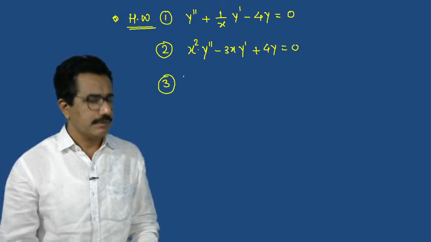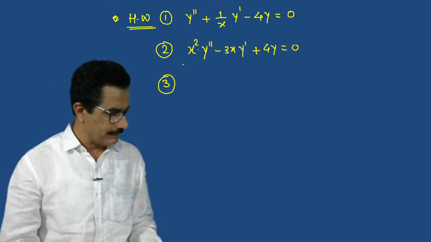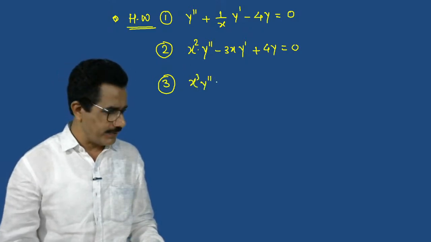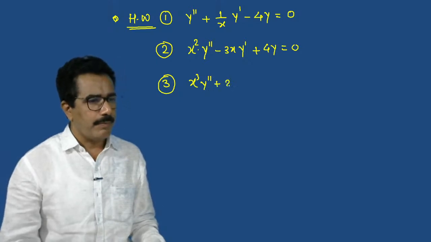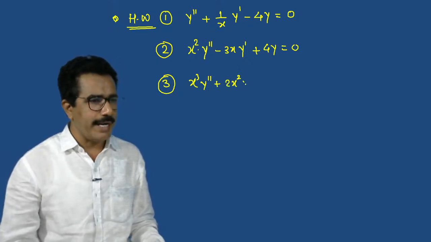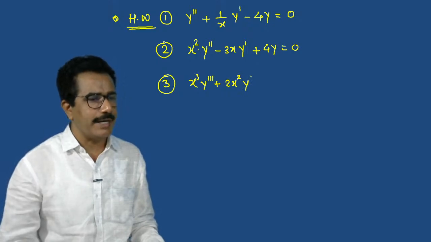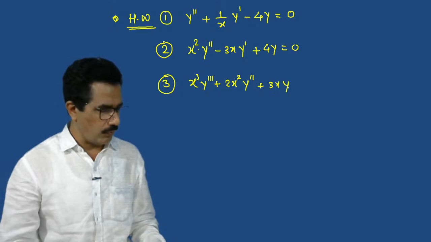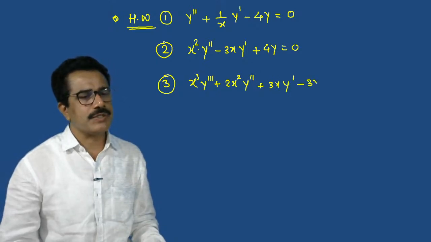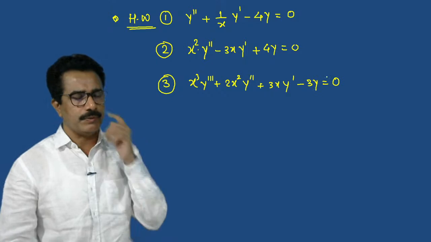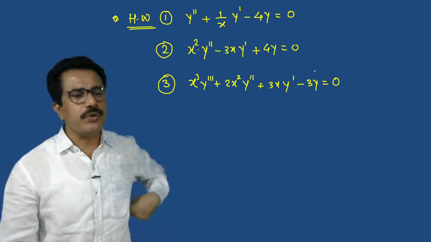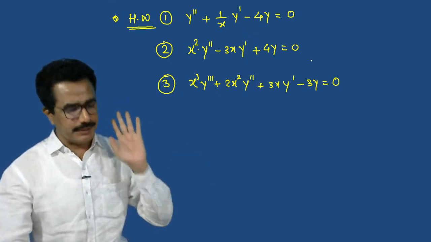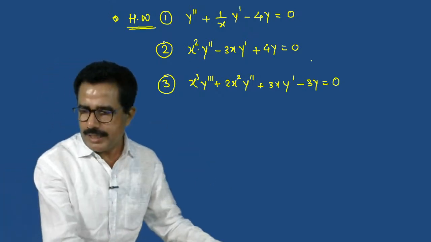Third, next you have to solve x cube into y triple dash plus 2x square into y double dash plus 3x into y dash minus 3y which is equals to 0. See this, we have to use this condition. Okay, तर या तीन प्रॉब्लेमला तुम्ही चांगल्या पद्धतीने सॉल्व करा. Now let us start.